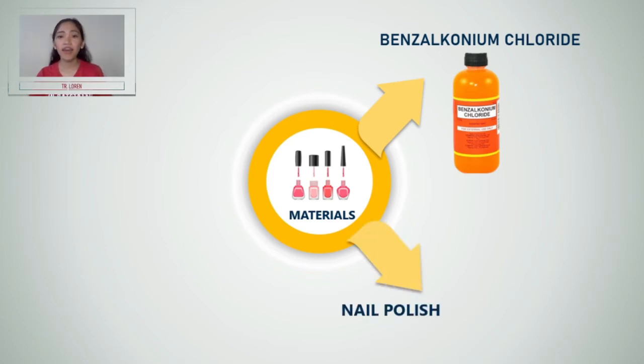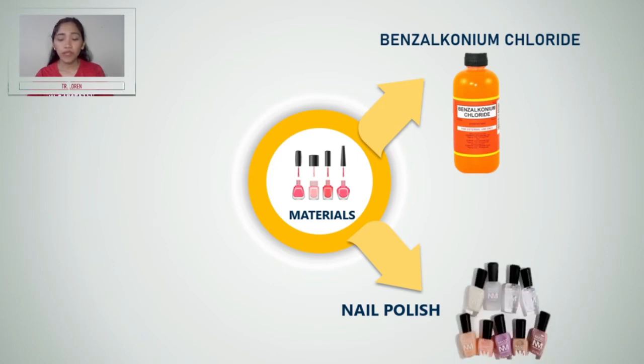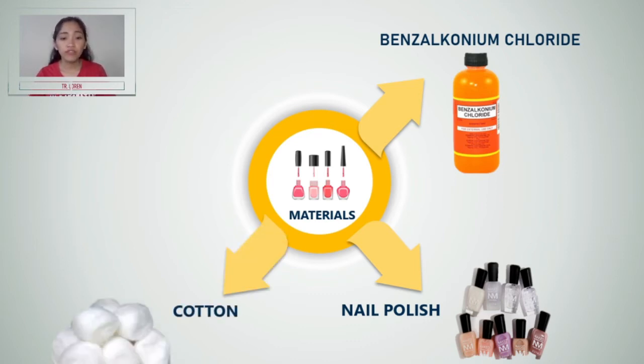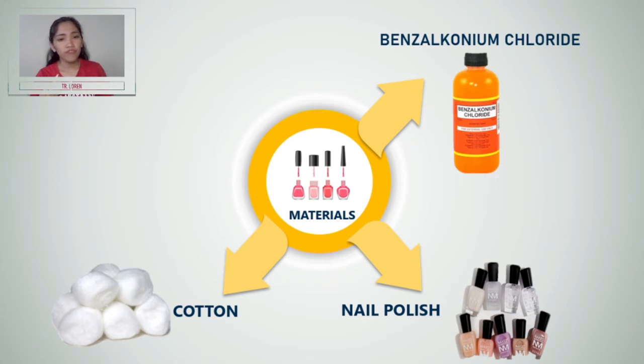Next is the nail polish. Nail polish, or the assorted colored nail polish, is classified as a material. Next, we have cotton. This cotton is also a material. Why? Let me give you a situation. If you use a cotton ball for your first customer, you cannot use that again on your second customer. That's why you should replace it from time to time.